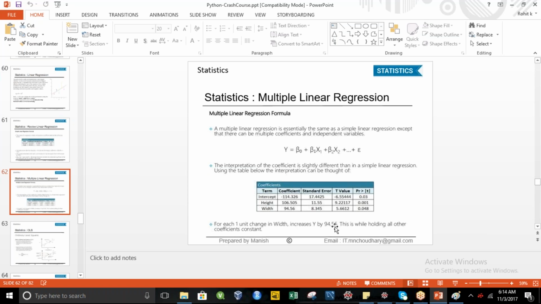This is the multiple regression line, and the formula is y equal to mx plus c, but here more data points are there, more x1 x2 variables are there. So beta 1 x1, beta 2 x2 plus, so we are clubbing all the independent variables here.